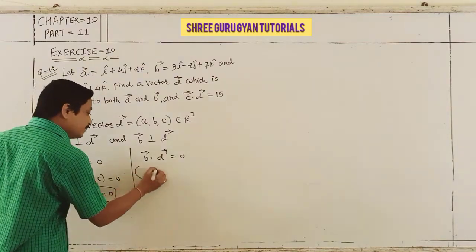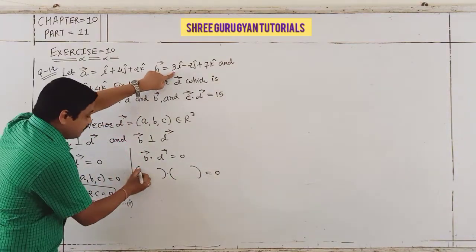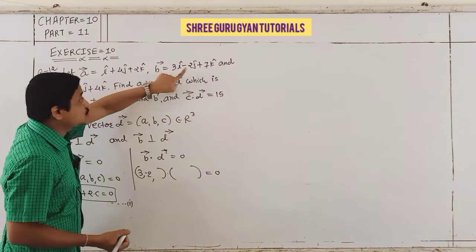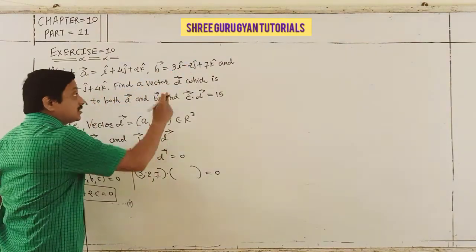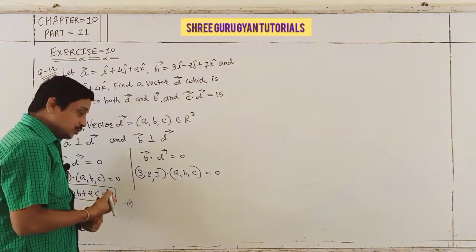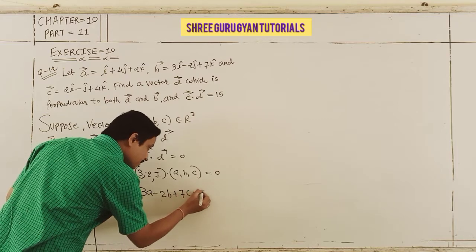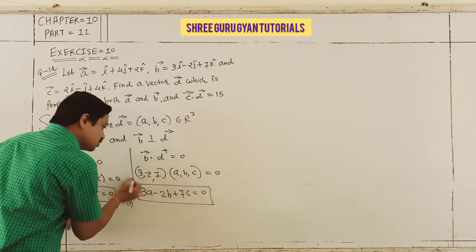Now B dot D, so you can apply your value for B. That's your B, 3, minus 2, 7, and D I have a, b, c. So students, your equation is 3a minus 2b plus 7c equals 0. That is equation number 2.